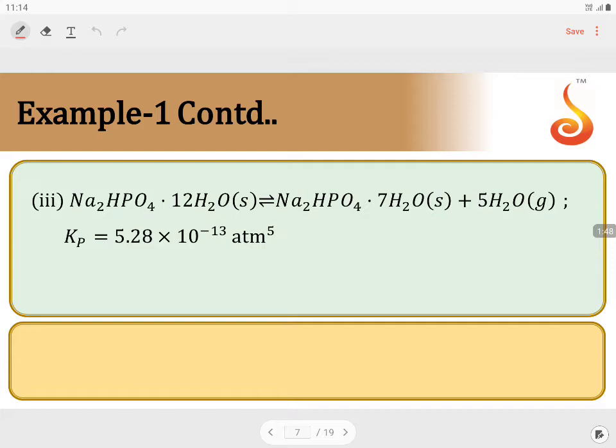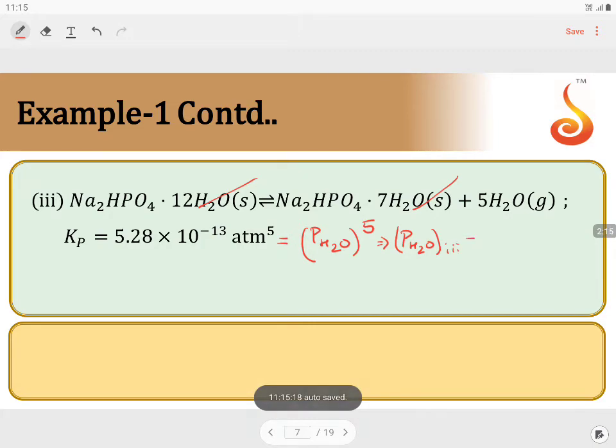Coming to the third data, Na2HPO4, disodium hydrogen phosphate, hydrated, converting into a partially hydrated salt, giving 5H2O out, which will be equal to partial pressure of H2O raised to the power of stoichiometric coefficient 5, where solids will not take part in the process. This can be written as the partial pressure of H2O from equation number 3 will be equal to the 5th root of 5.28 into 10 power minus 30 atmosphere.